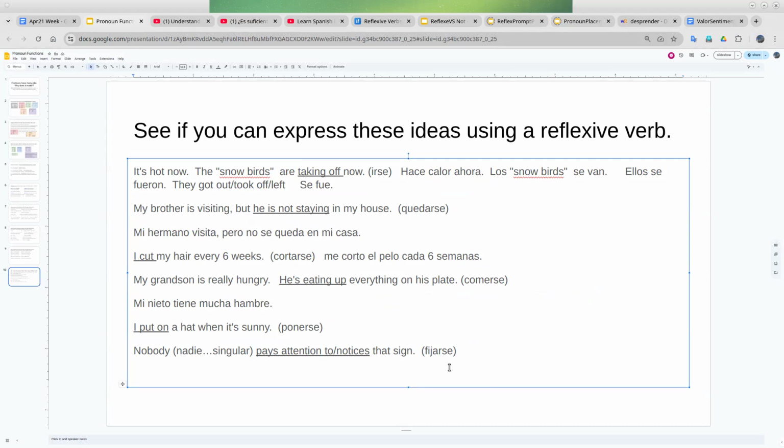Is really hungry. We can't use is. We have to use tener hambre to say somebody is hungry. Mi nieto tiene mucha hambre. He's eating up everything on his plate. Se come todo en su plato. Se come todo.